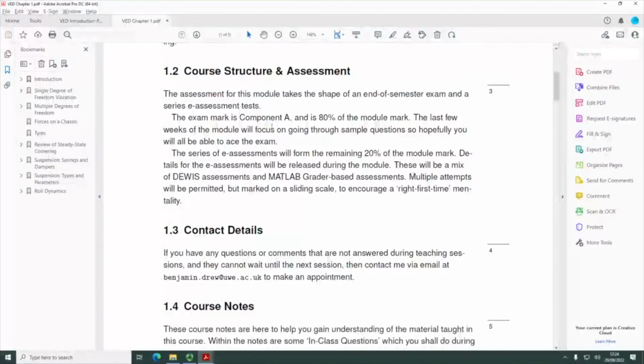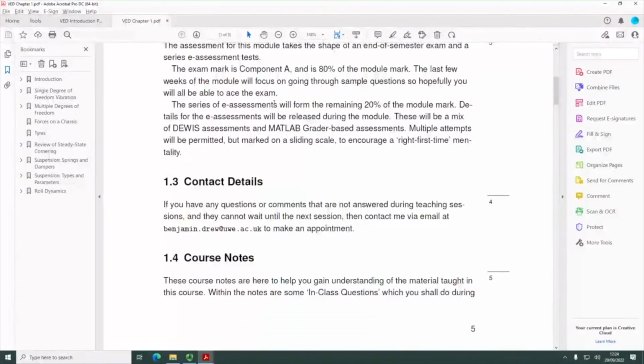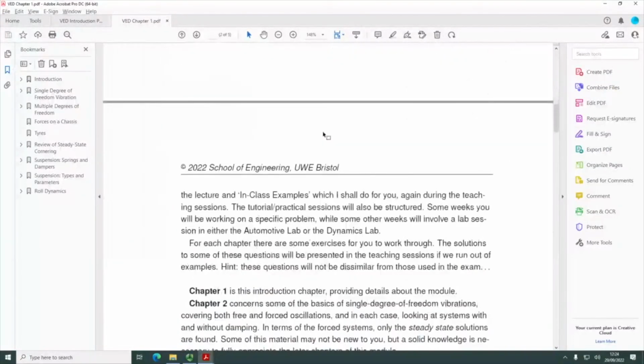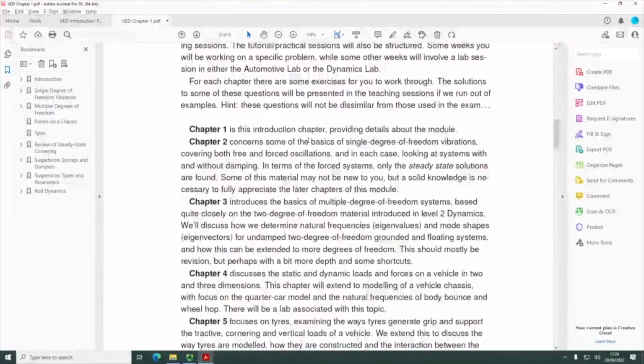Like I said, the assessment is 80% of the module mark. An e-assessment at the end, an exam online, and then we've got a series of e-assessments using DUIS. There are also some details about the course, so this contains a bit more information about what's in each of the chapters. So, single degree of freedom vibrations, free and forced, damped and undamped, and then multiple degrees, looking at 2 and 3 degrees of freedom.